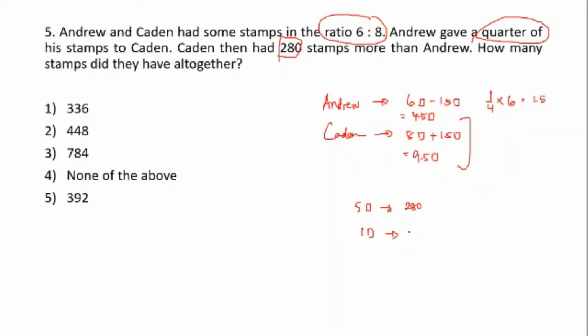Now, what about 1 unit? That's 28 divided by 5, and that's equal to 5.6. The question asks, how many stamps did they have altogether? Altogether, they had 14 units. So 14 times 5.6 is equal to 78.4 stamps altogether. So the correct answer is option 3.